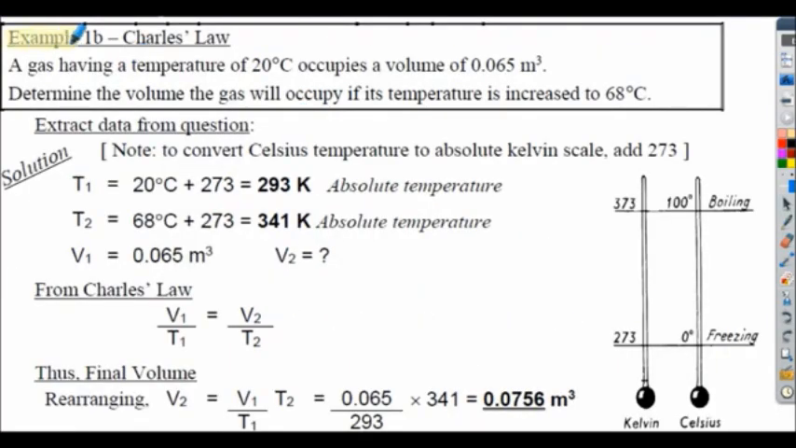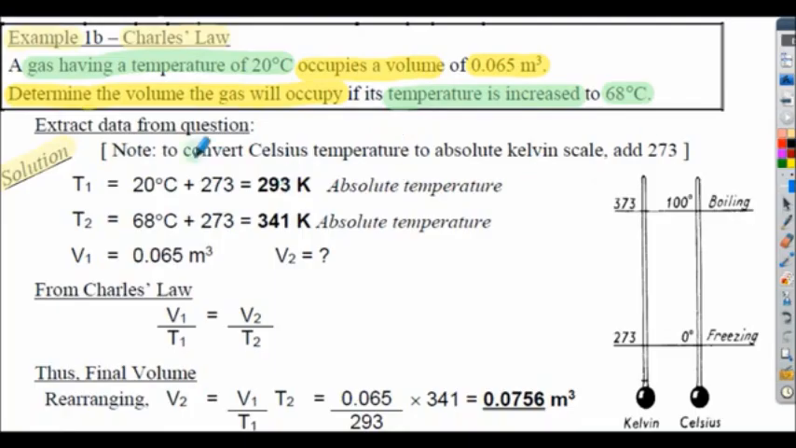So example 1b, Charles' law. A gas having a temperature of 20 degrees C occupies a volume of 0.065 meters cubed. We've got to determine the volume the gas will occupy if its temperature is increased to 68 degrees C. So here's our solution. And as always, we extract the information from the question first of all.